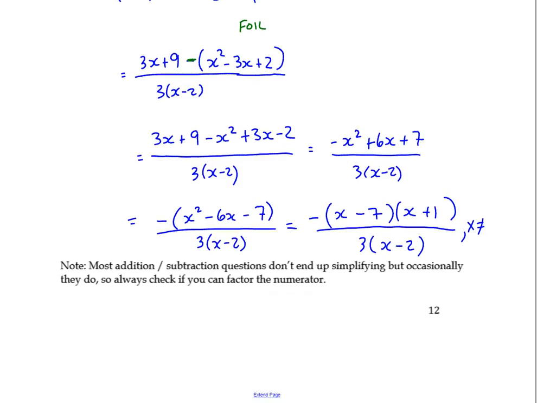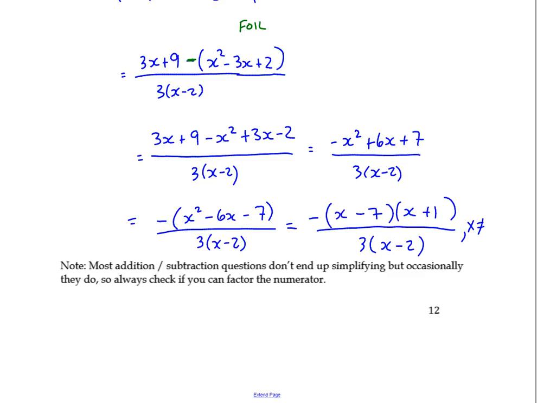We want to factor this, but before we do, we don't like negative x squared. So factoring the negative out of the whole thing makes it a lot prettier to factor. x squared minus 6x minus 7. Product of negative 7, sum of negative 6: negative 7 and 1. Does anything cancel? No. But we checked, and that's what matters.